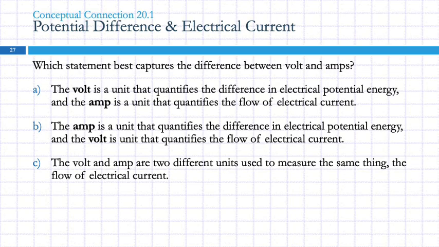Okay, quiz time. Which statement best captures the difference between volt and amps? A volt is a unit that quantifies the difference in potential energy. The amp is the unit that quantifies the flow of electrical current. Or the amp is a unit that quantifies the difference in potential energy, and the volt is the unit that quantifies the flow of electrical current. Or third choice, there are 2 different units that measure the same thing. They measure the flow of electrical current.